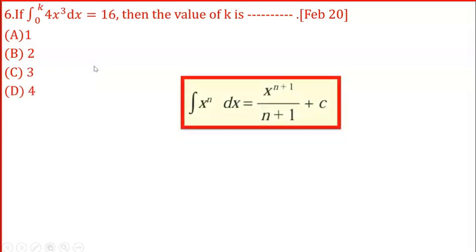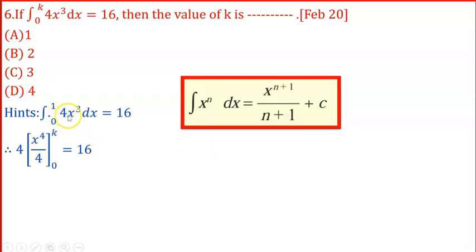Now we evaluate this integration with the help of this formula. See this here. The integral of 4x cube is x raised to 4 upon 4. This 4 gets cancelled. Then you will get x raised to 4. Lower limit is 0, upper limit is k, that's equal to 16. That is, if we substitute the limits, k raised to 4 minus 0 is equal to 16.